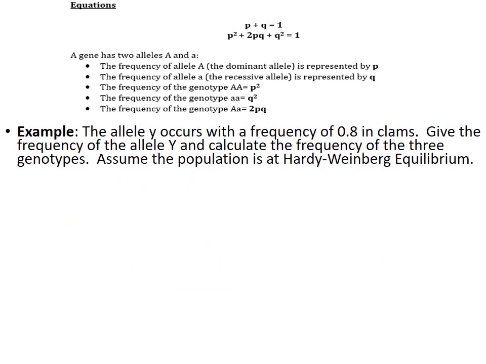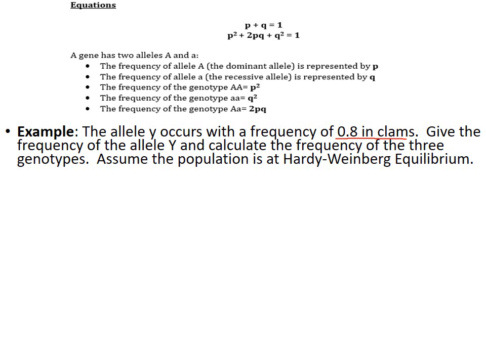So you should pause the video and try this one out yourself, and then compare answers afterwards. The allele y occurs with a frequency of 0.8 in clams. Give the frequency of the allele big Y and calculate the frequency of the 3 genotypes. Assume the population is at Hardy-Weinberg equilibrium.